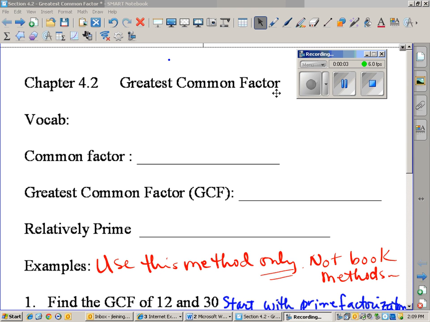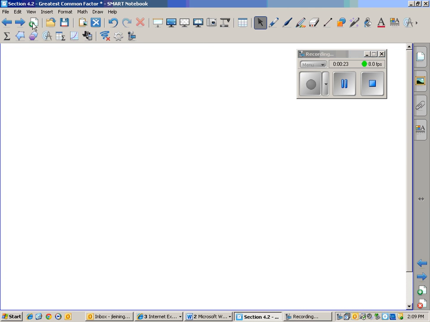Hello, pre-algebra students. Today we are going to talk about the greatest common factor. This is section 4.2. I'd like you to have your 4.1 notes out as well because I may refer back to them. I do want to review one of the things that we did in 4.1, which was prime factorization. So review this with me, please, on a separate piece of paper.